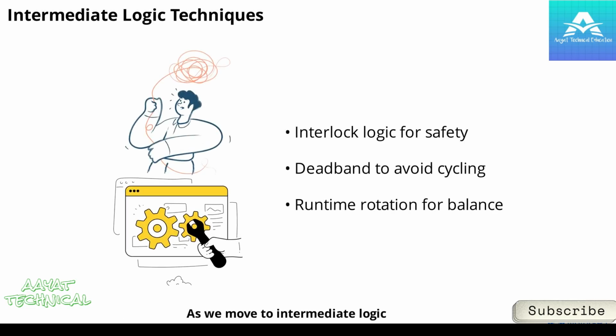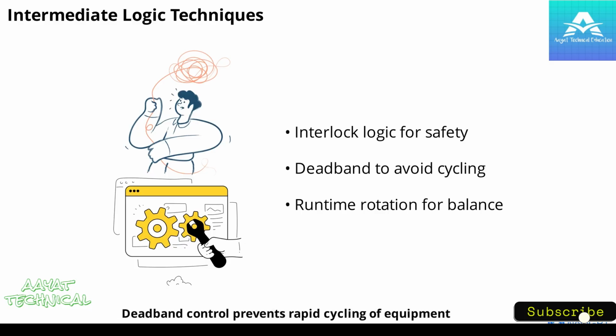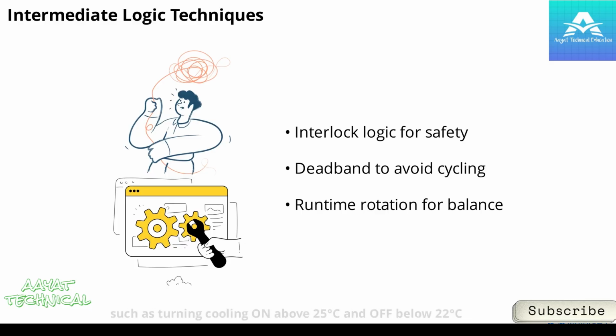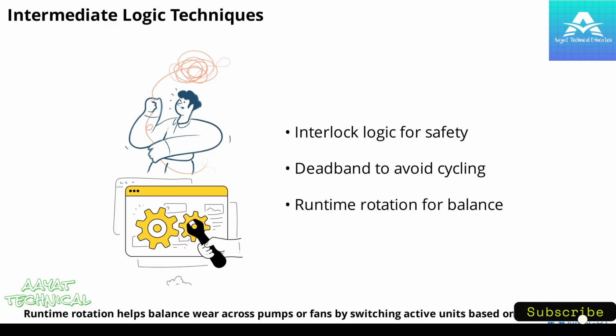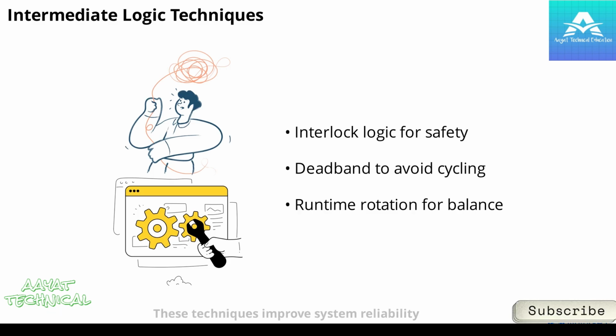As we move to intermediate logic, things get a bit more sophisticated. Interlock logic ensures that one system won't run unless another is confirmed ON, like making sure an air handler only operates if chilled water flow is present. Deadband control prevents rapid cycling of equipment, such as turning cooling on above 25 degrees C and off below 22 degrees C. Runtime rotation helps balance wear across pumps or fans by switching active units based on usage. These techniques improve system reliability, efficiency, and longevity.